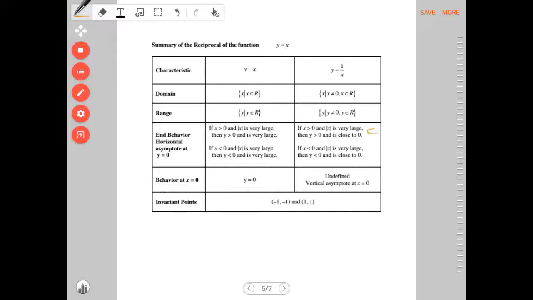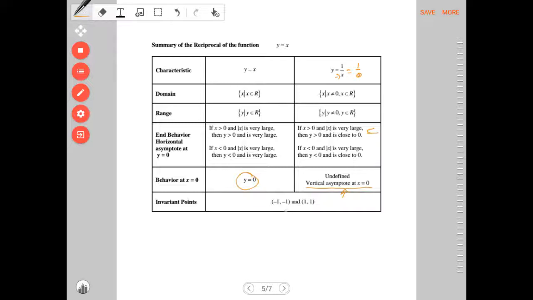Okay, so the end behavior at x equals 0. Here, y equals 0, right? But then 1 divided by 0: if x is 0, 1 divided by 0 is undefined. So that's where the vertical asymptotes happen, whenever the bottom equals 0. In this case, 1 over x, we divide by 0 when x equals 0. That's why there's the vertical asymptote there.